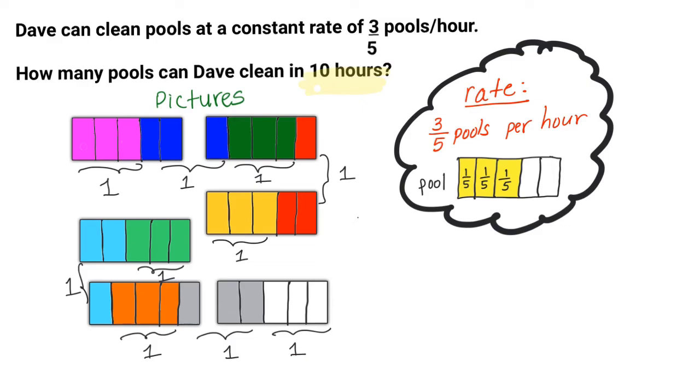So that means how many pools is that? Well, this is one pool. We can probably write on top of it, this is one pool. This is 2 pools. This is 3. This is 4. This is 5. And that is 6 pools. So there we go. We have confirmed that he can clean 6 pools in 10 hours. Now, the pictures might be a little more challenging to help, but it is possible. Please pick the choice that works better for you.